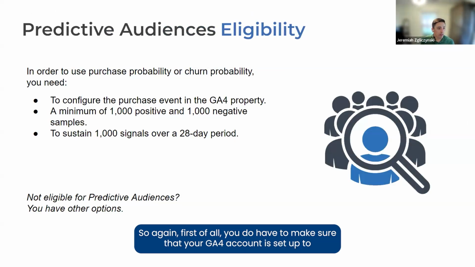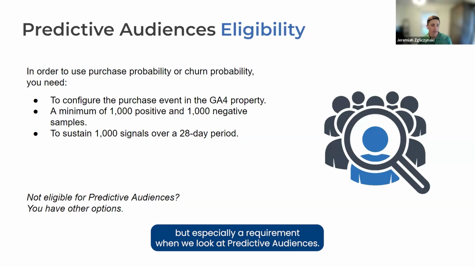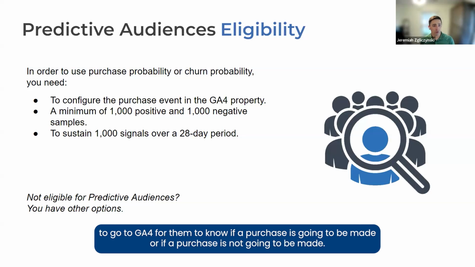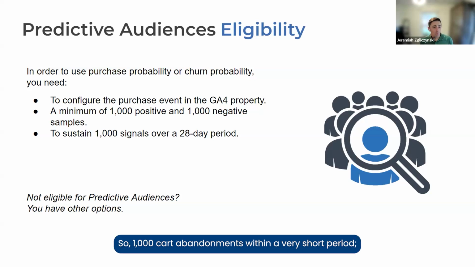There are some minimums. So again, first of all, you do have to make sure that your GA4 account is set up to track purchase events properly. That should be step one for launching any GA4 account, but especially a requirement when we look at predictive audiences. Additionally, we need to have a minimum of 1,000 positive and a minimum of 1,000 negative signals to go to GA4 for them to know if a purchase is going to be made or if a purchase is not going to be made. So for most people, that'll be knowing that you have 1,000 purchases and then 1,000 add to carts, but ultimately 1,000 non-purchases. So 1,000 cart abandonments within a very short period.